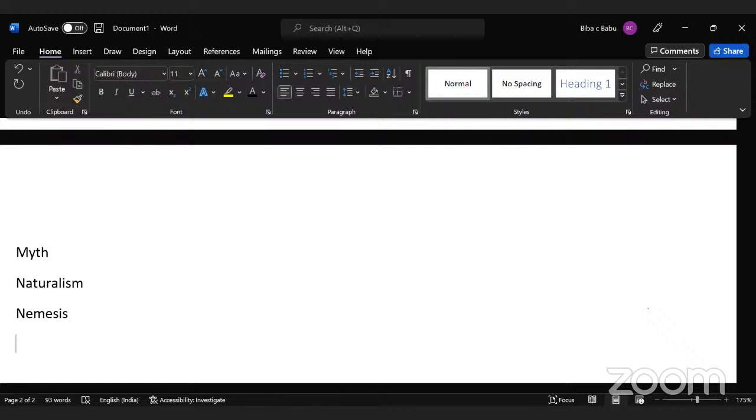So now I'm saying, you cannot escape from your own deeds. You will suffer for what you have done. That is nemesis. It can be a person. Sometimes it means good characters will get the rewards and the bad characters will get punishment.